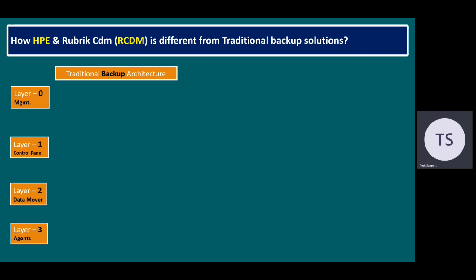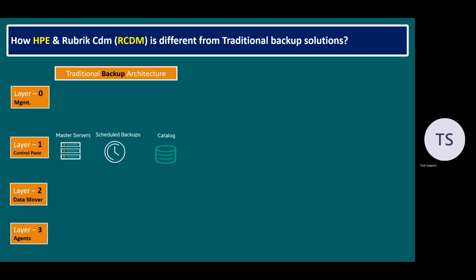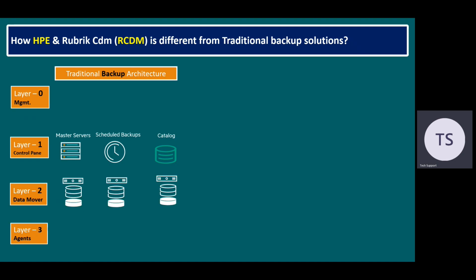Now I am going to highlight only the key components, okay, in the interest of time. In our layer 1 control plane, the main components are master servers, scheduled backups, and catalog. These are the main items in the control plane. And data mover is nothing but storage. All our production servers and also the backup media servers require additional storage. That storage can be local attached storage, that means DAS, direct attached storage, or network attached storage, or a storage area network. That is also required for the data mover layer.